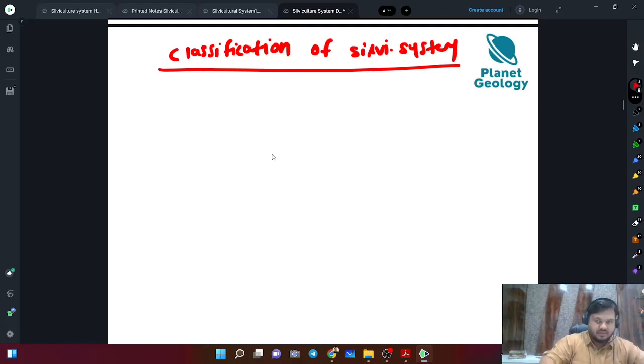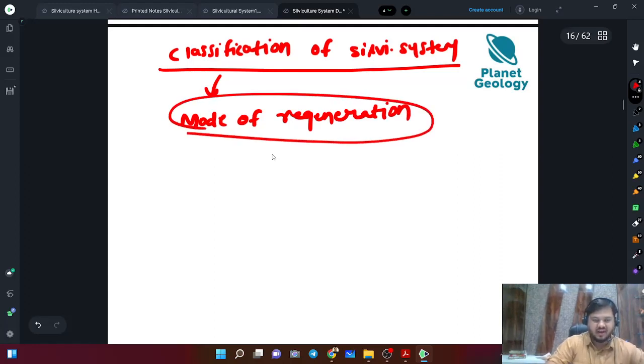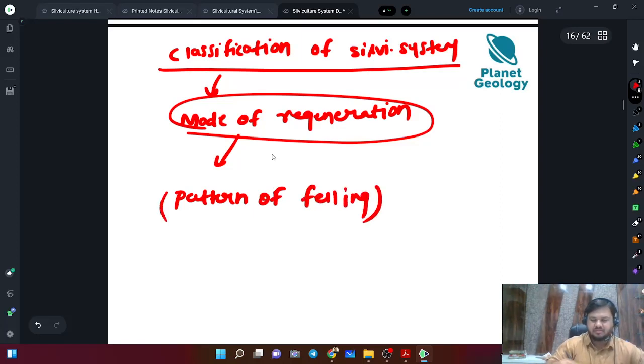So basically, the silviculture systems are primarily classified on the basis of mode of regeneration. This is an important keyword. They are classified on the basis of mode of regeneration, and those systems are further classified on the basis of pattern of felling. Now I hope you understand what is pattern of felling. Pattern of felling basically means pattern of cutting, right? This means cutting of trees. So basically, this is the classification system.